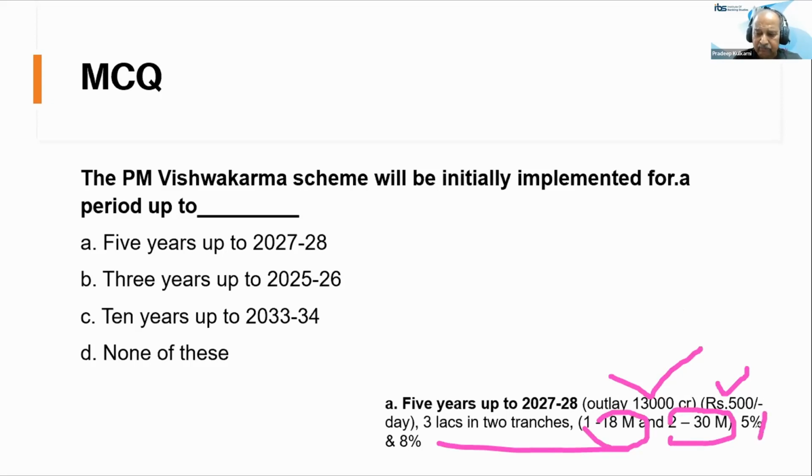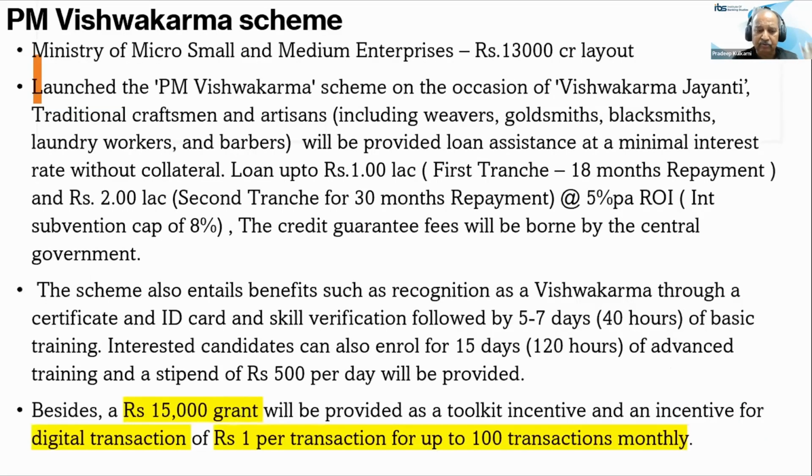Rate of interest is 5% for the first tranche and 8% for the second tranche. This is how the entire scheme is drafted. The scheme is based on two important components: one is training, the second is interest subvention. In addition to this, a grant of 15,000 rupees is given for buying a toolkit. These are a few features of the Pradhan Mantri Vishwakarma scheme. I don't think we need to spend time beyond that. Out of this only, questions will come. Clear? Shall I move further?